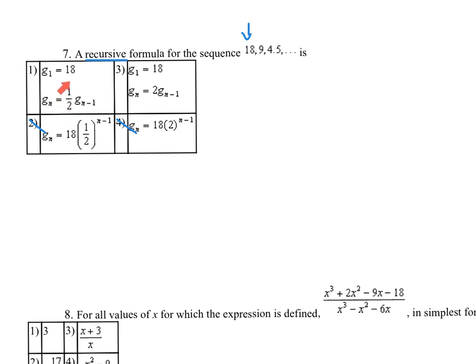Choice 1, notice that this first term here, which is your r, is 1/2. Notice over here in choice 3, this first term here, which is your r, is 2. So if we go over and we look at the original sequence here, we can see that to go from the first term to the second term, we are decreasing. So we would be multiplying in this case by 1/2. So 18 times 1/2 is 9, 9 times 1/2 is 4.5, and so on. In which case then our answer would be choice 1.